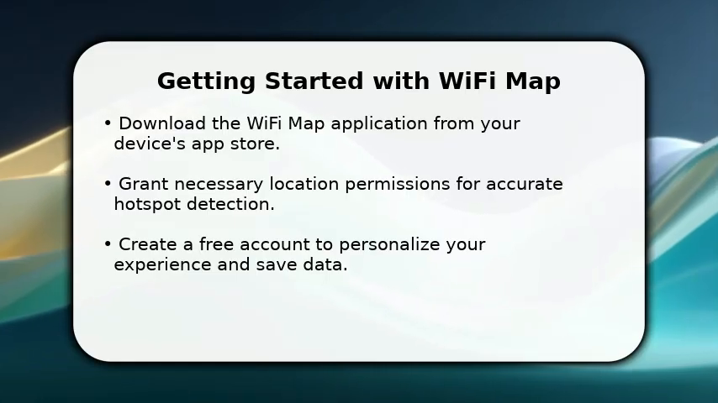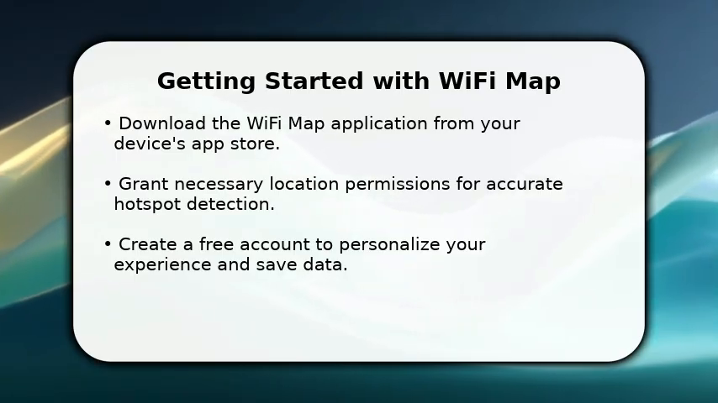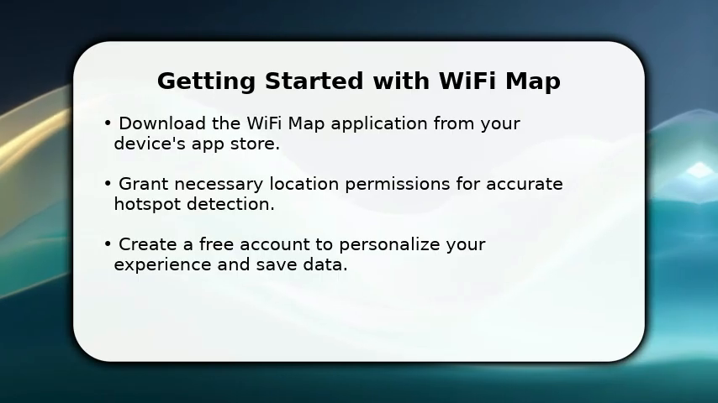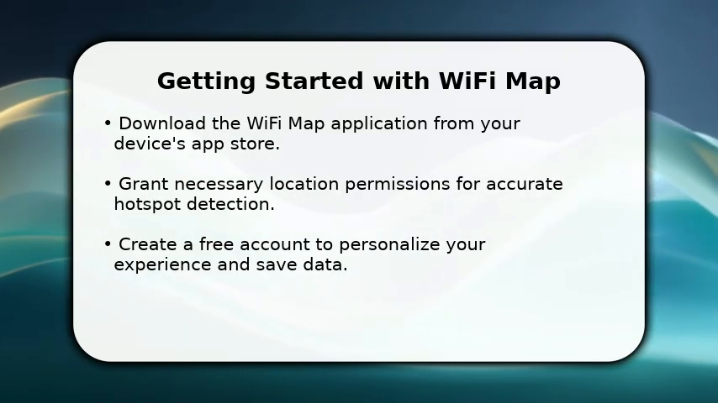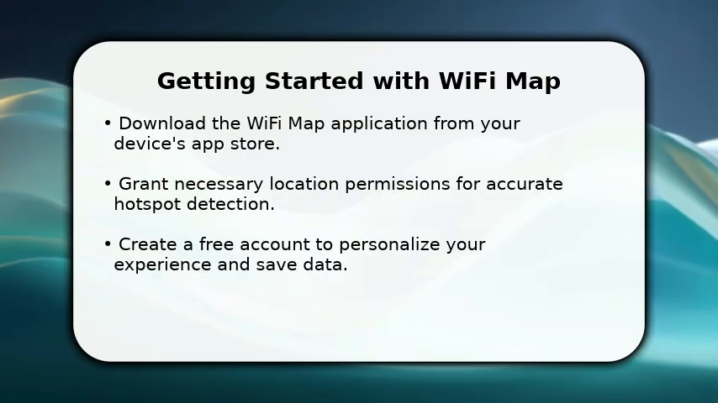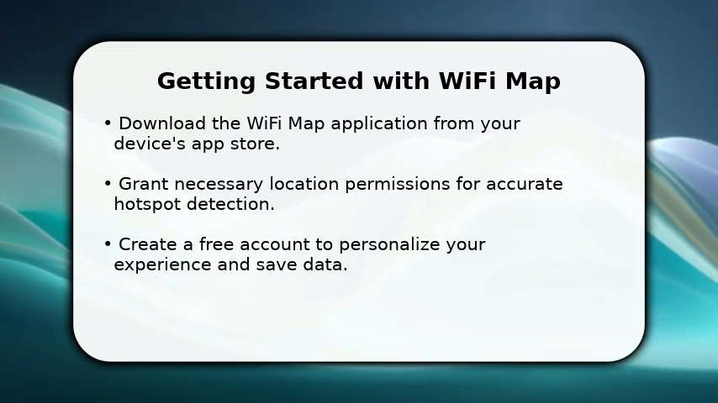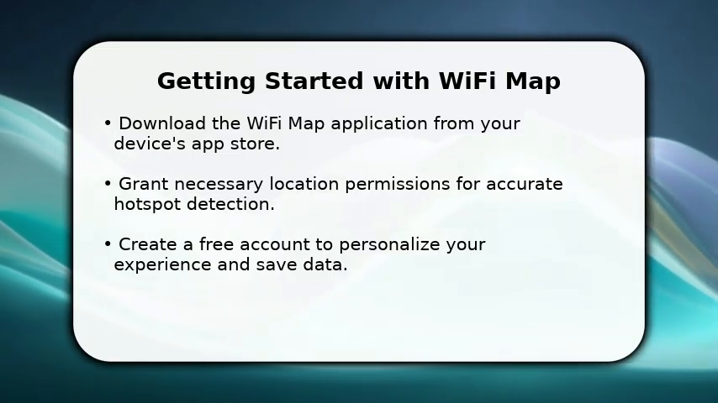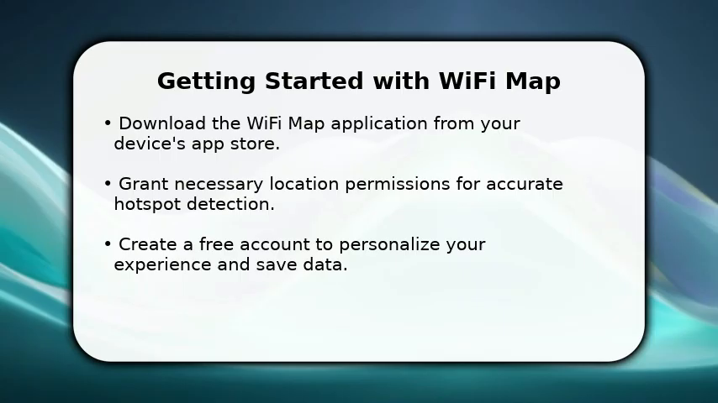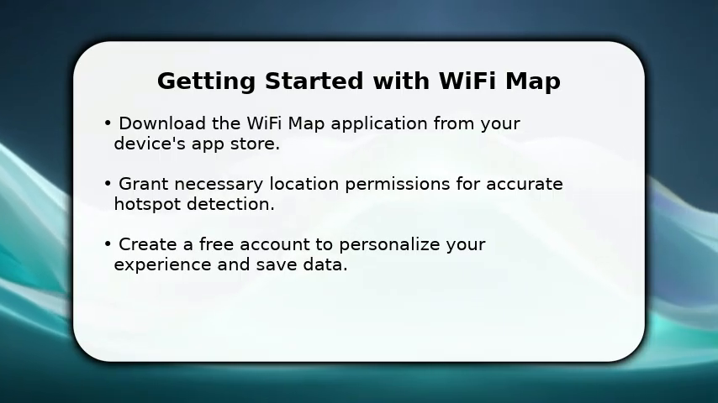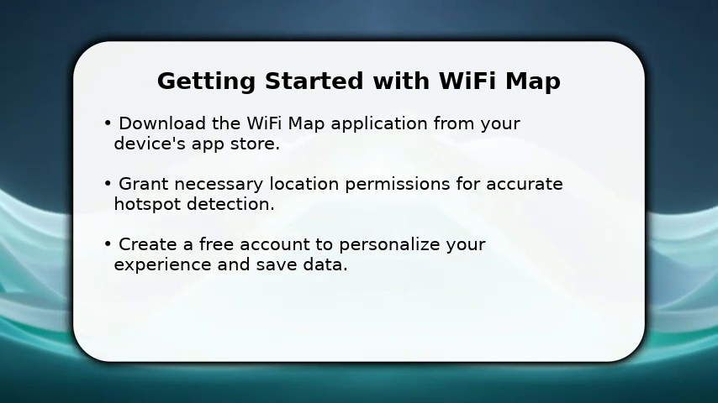In this video, I will explain how to use the Wi-Fi Map App. First, you'll want to download the application from your preferred app store, whether it's for Android or iOS. Once installed, open the app and grant it access to your location. This is crucial for finding nearby hotspots. Consider creating a free account to save your favorite locations and contribute to the community. It's a simple setup that takes just a minute or two, getting you ready to explore millions of available connections.